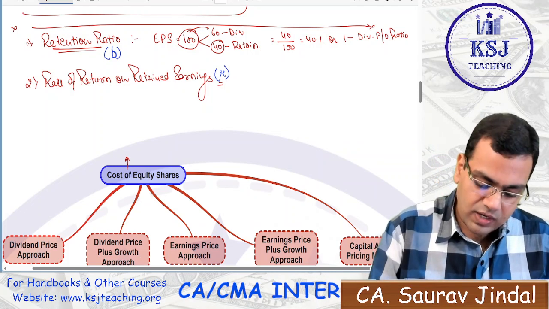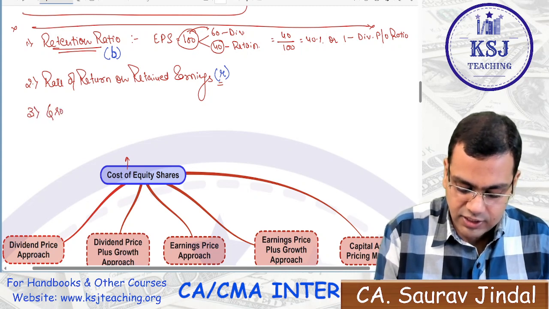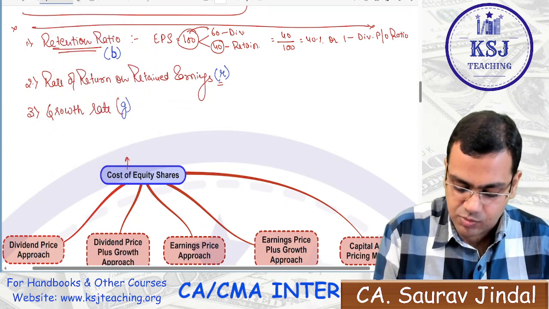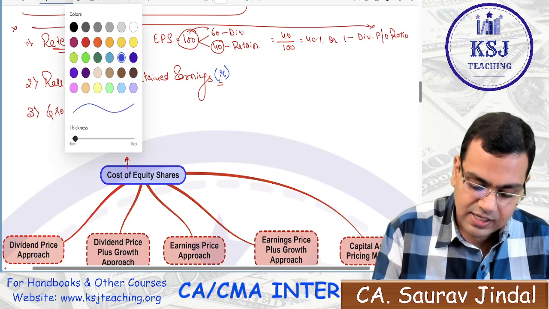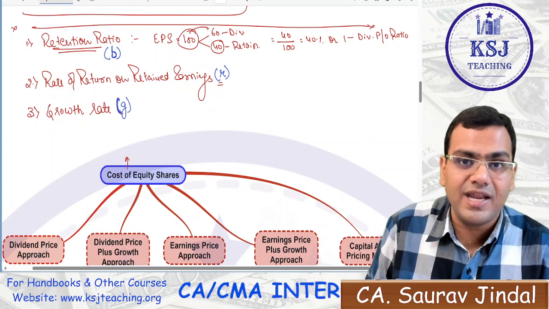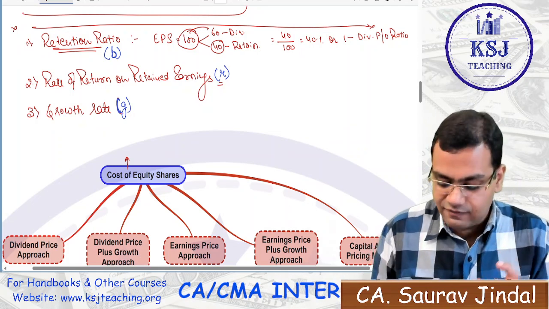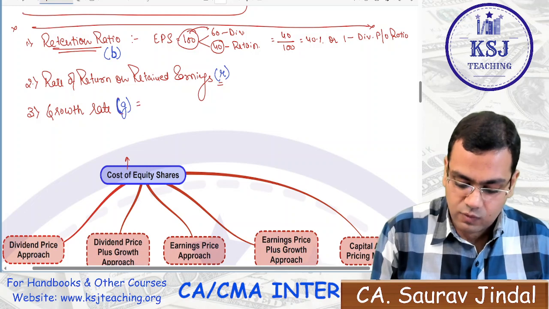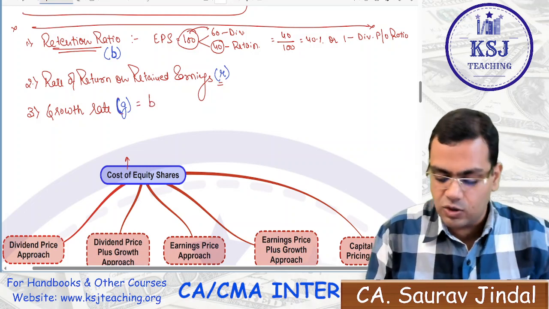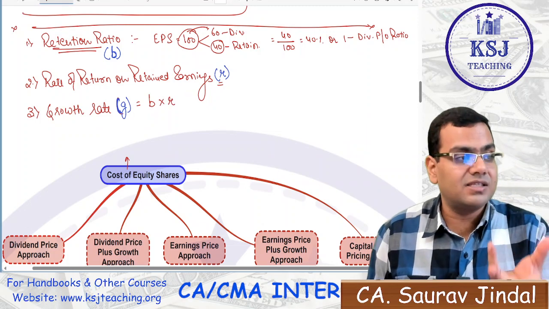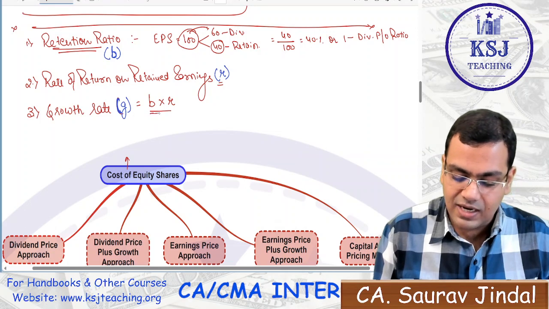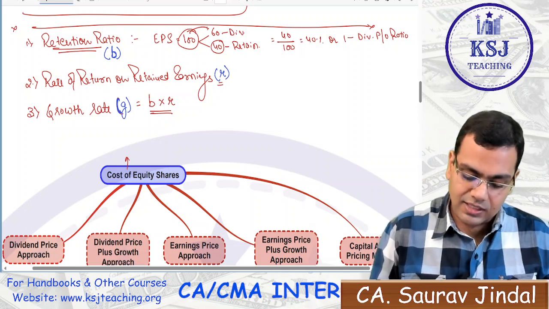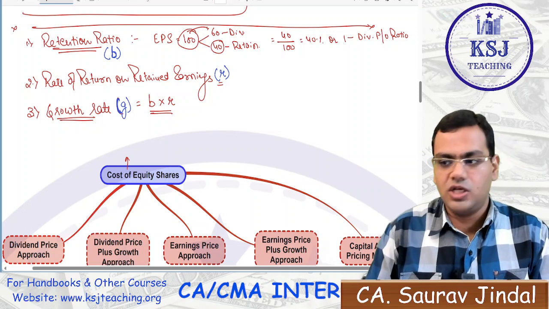Now, the next relationship here is the growth rate. It is denoted by small g. What is this growth rate? You have retained the money. Why? Because you want to reinvest it somewhere, and that will lead to the growth of the business. So how is the growth defined? If you have retained 40 rupees, the return you earn on that 40 rupees is denoted by b into r. Retention ratio multiplied by r, the rate of return on the retained earnings, denotes the growth rate, that is g.